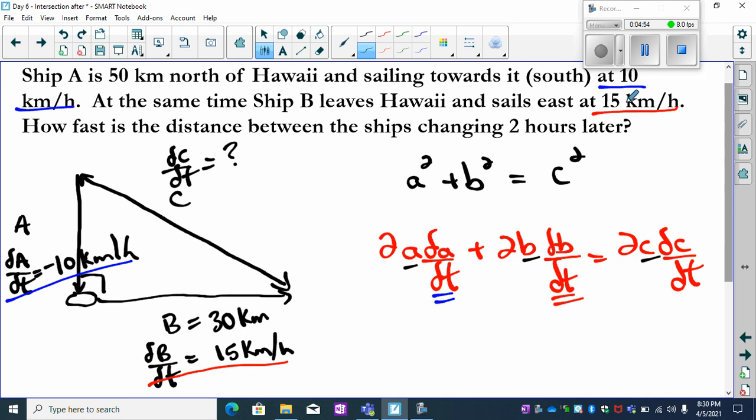I took 15 kilometers an hour and multiplied it by 2. So by that logic, I should take 10 kilometers an hour and multiply it by 2 and get 20 kilometers for A, correct? Wrong. Why is that wrong? Well, think about it. Ship A was 50 kilometers north. It definitely traveled 20 kilometers. What's the distance that remains? Okay, this would actually be 30 kilometers as well. Just make a little note. I took 50 kilometers. That's what I started. That was the distance I was away from Hawaii in the beginning. I traveled 20 kilometers. That leaves 30.